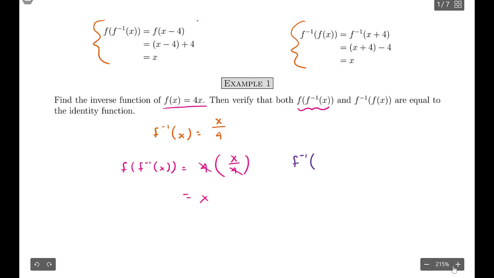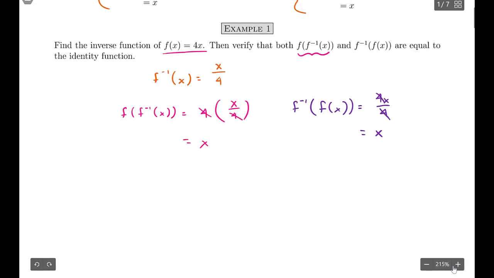Now let's check in the other direction where we compose the inverse with our given function. So now it becomes, sorry, it's 4x over 4, and these cancel and we're left with x. So in both cases it does end up being the identity function, and therefore they are inverses of one another.